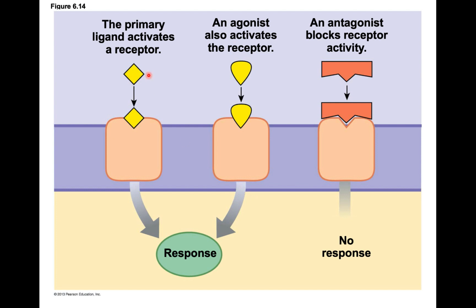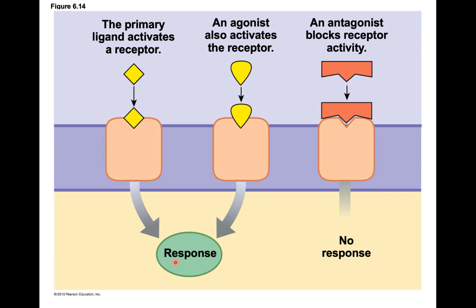So let's say you have a chemical in your body like testosterone. Testosterone binds to an androgen receptor to cause whatever response it has to cause. Men who are low in testosterone sometimes take a testosterone supplement. That is called an agonist. It is a different signaling molecule that can still bind to the same receptor to have the same response.